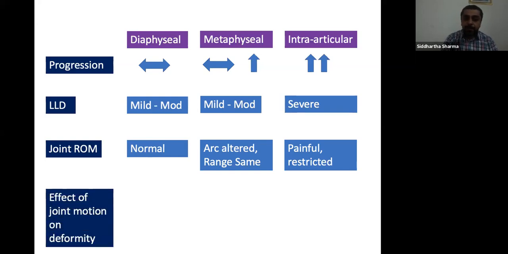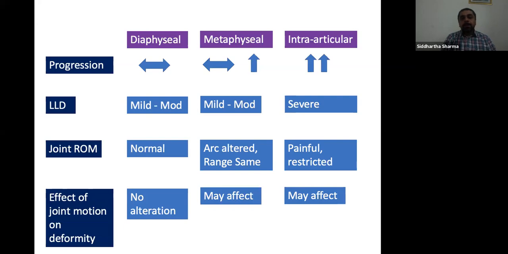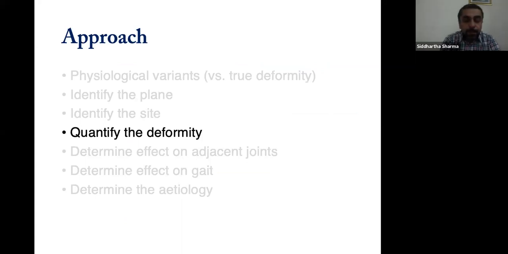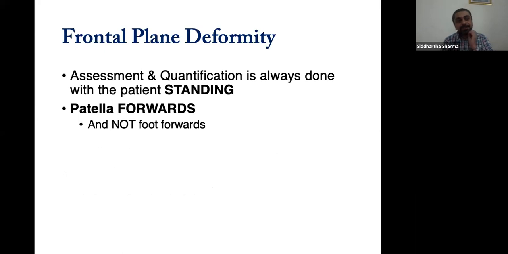Finally, what is the effect of joint motion on deformity? So for a diaphyseal deformity, of course, there is going to be no alteration. Now, a metaphyseal deformity, if it is in the plane of the movement of the joint, motion may affect the appearance of the deformity. So if you had a flexion deformity, let us say, moving the joint is going to make it more severe, and then vice versa. So now let's go ahead and move to the next step, which is quantification of the deformity.